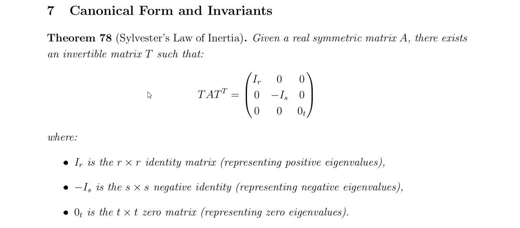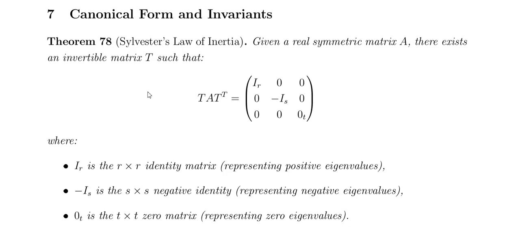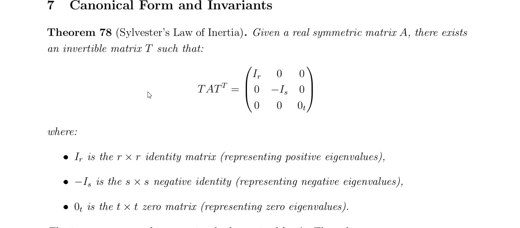The canonical form and the invariants, that is: given a real symmetric matrix A, there exists an invertible matrix T, then T A T dash equals the block matrix with IR, minus IS, and 0. The IR is the R by R identity matrix, that is the positive eigenvalues, and minus IS is the S by S negative identity, that represents the negative eigenvalues. And 0 is the zero matrix. So that is called Sylvester's law of inertia.